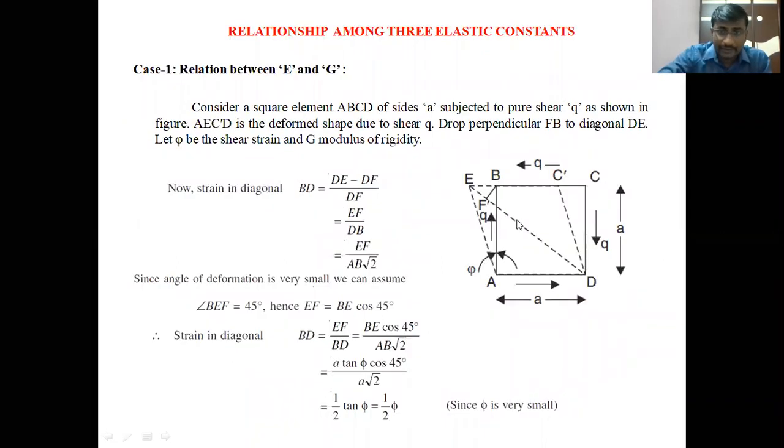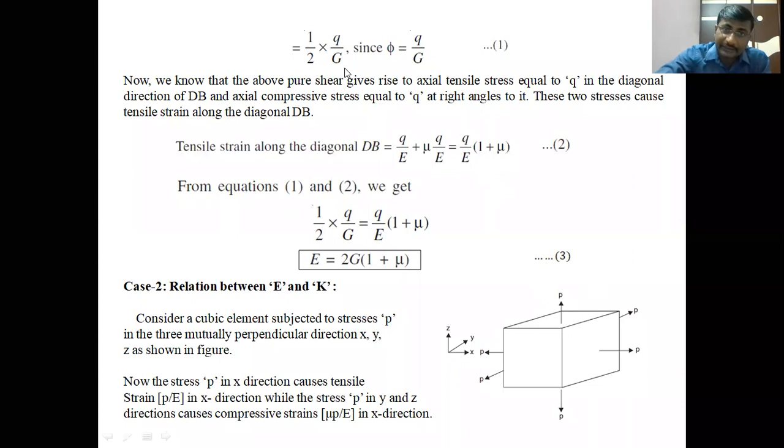Once again, go to the problem. So whenever we apply the shear stress on the surfaces, it deforms like an AEC-D, isn't it? So after deformation AEC-D, on the diagonal, due to these two shear stresses on the surfaces AB and BC, the resultant stress or the resultant force acting in this direction.